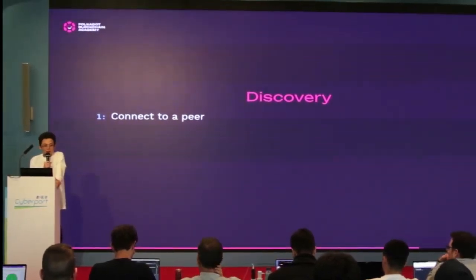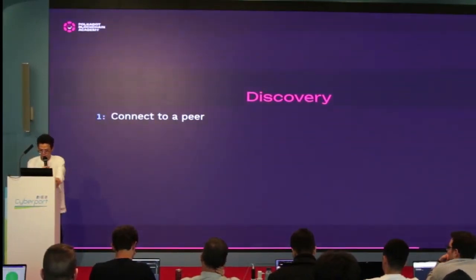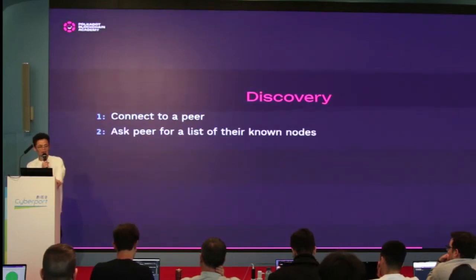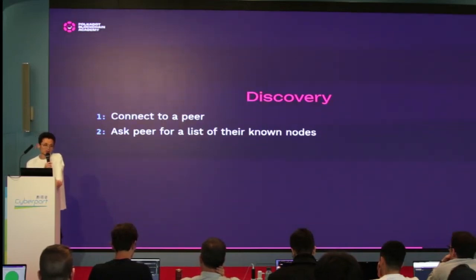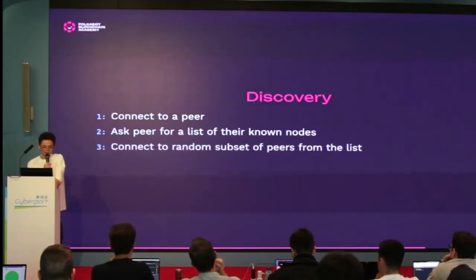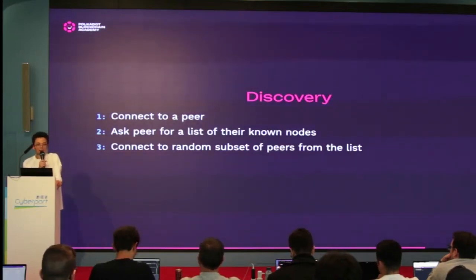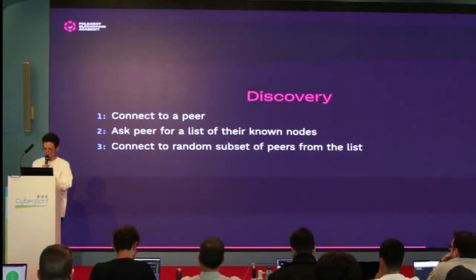First, you will connect to a known peer, which is always available in the Bitcoin network. Then you will ask the peer for a list of their known nodes or peers. It means I will ask Alice which other nodes are inside the Bitcoin network. Then I will connect to a random subset of the peers from the list. For example, Alice told me that Bob, Emma, Cindy, and Jack are in the Bitcoin network. Then I will just choose a subset of the peers, for example Cindy and Emma, to connect to.